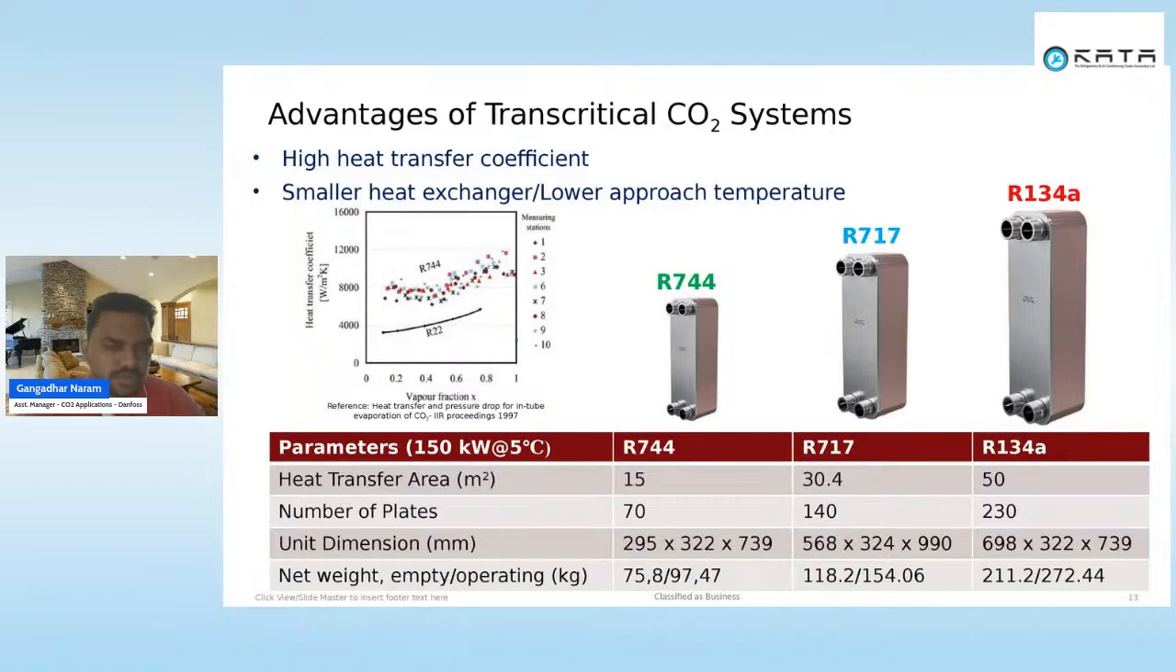2 degree pinch, and a smaller heat exchange area. For example, in the same example of 150 kilowatts and 5 degrees centigrade saturation temperature, R744 ends up with a 15 square meter area, whereas other refrigerants can go up to 30 square meters and 50 square meters. So that is also one of the advantages for your CO2 heat exchangers, where you can have compact installations.